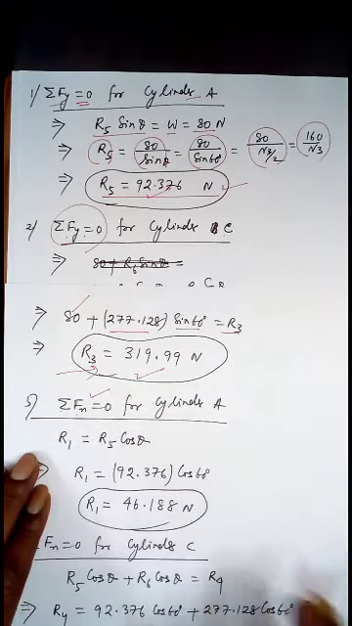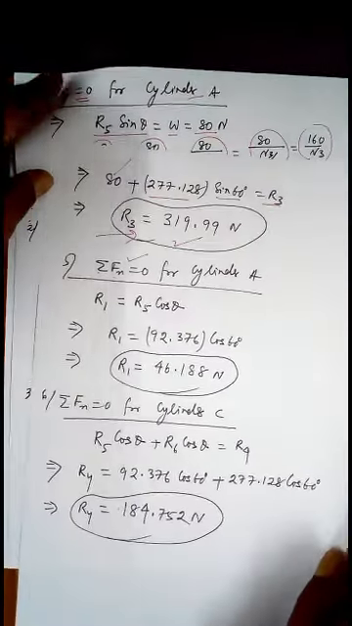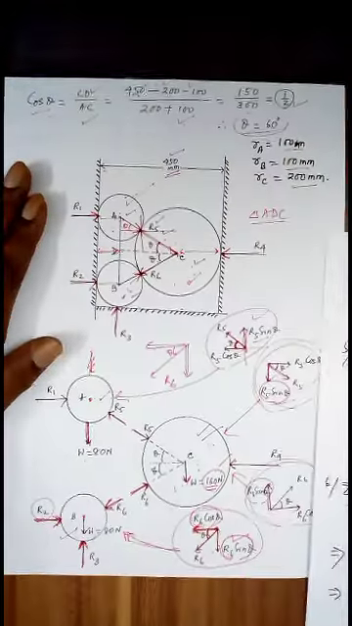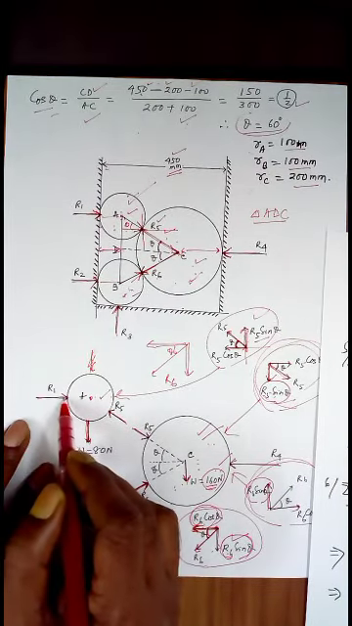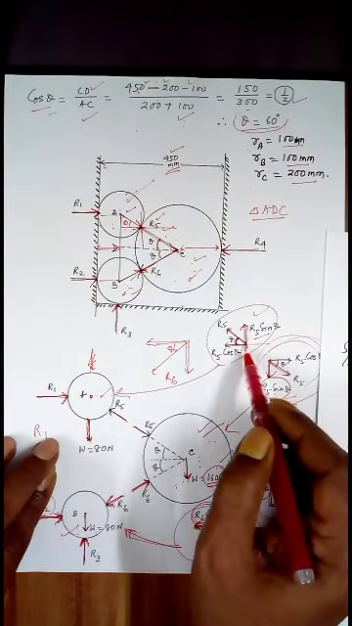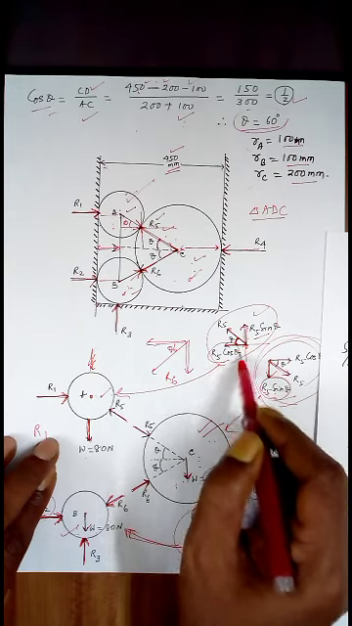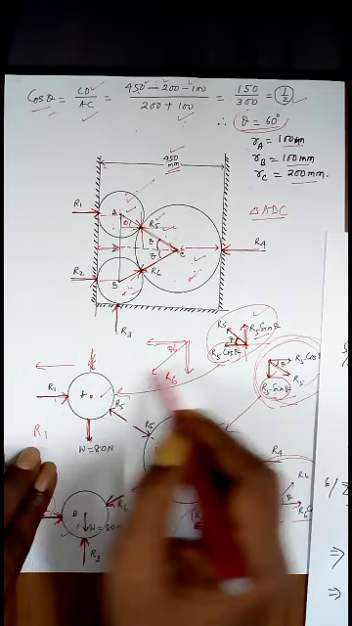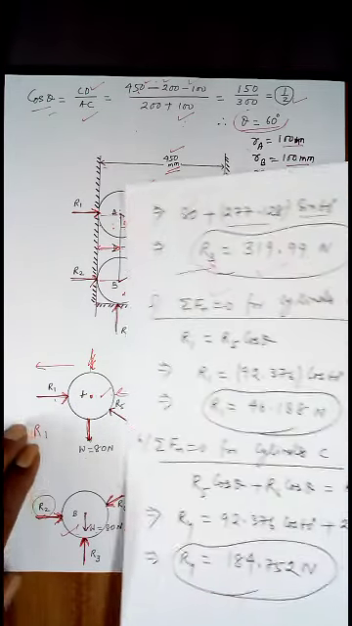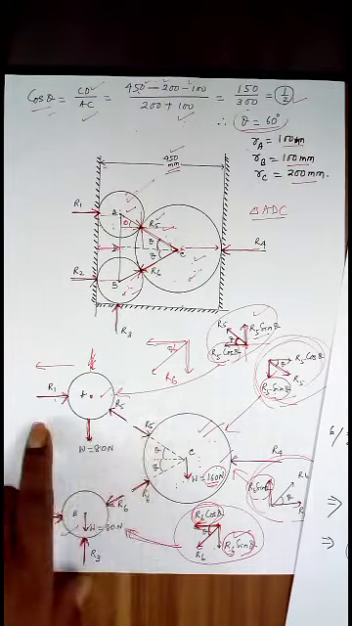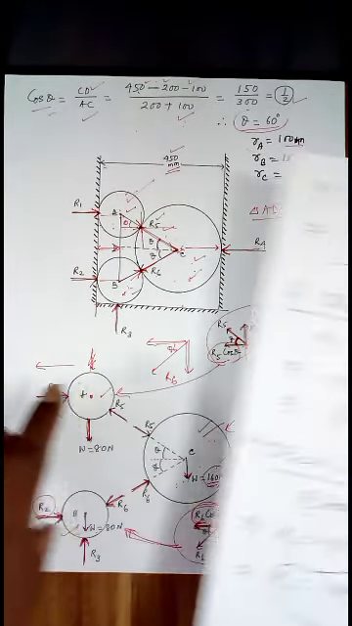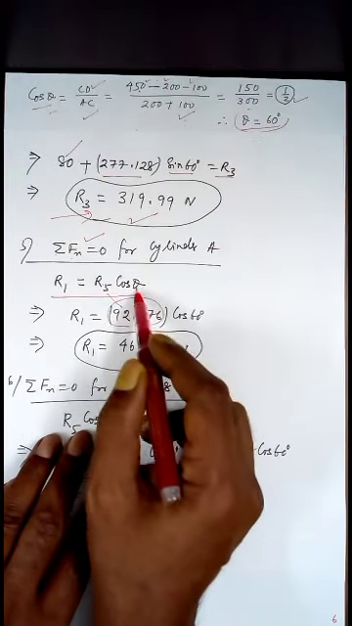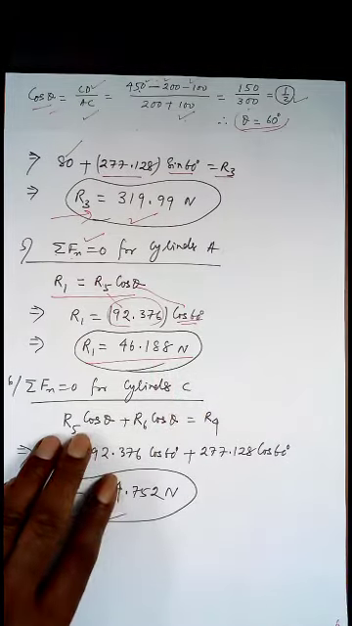Then sigma Fx is equal to 0 for cylinder A. For cylinder A, along the x-axis, R1, and R5 cos theta is to the negative x-axis. So R1 will be equal to R5 cos theta. R5 we have calculated, theta is 60 degrees, put it here, R1 comes out to be this.